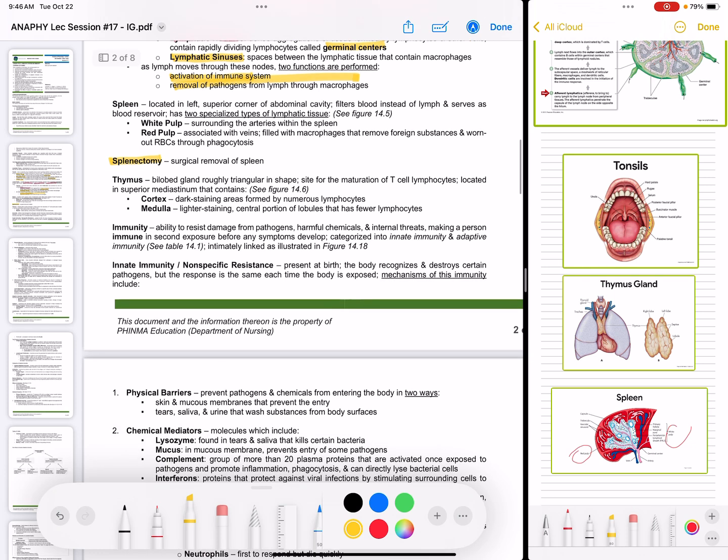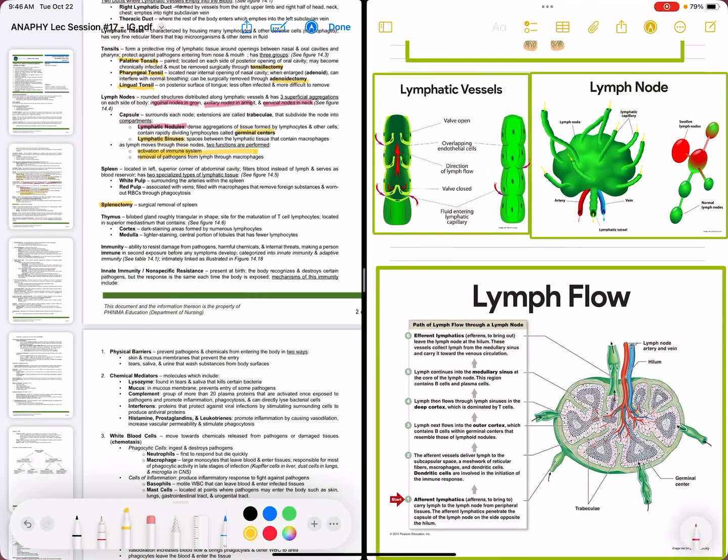So, next ang immunity, meaning ability to resist damage from pathogens, harmful chemicals, and internal threats. So, making a person immune in second exposure before any symptoms develop. So, categorize in innate immunity and adaptive immunity. So, ang innate immunity, ano na siya? When you say innate, ha, tandaan, present at birth na siya.